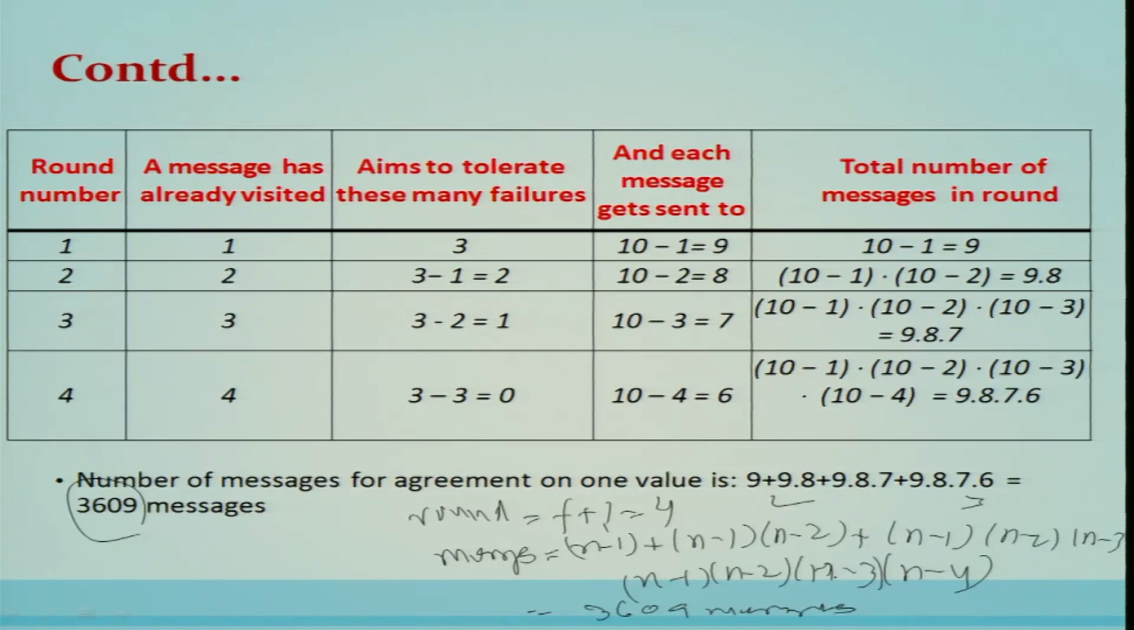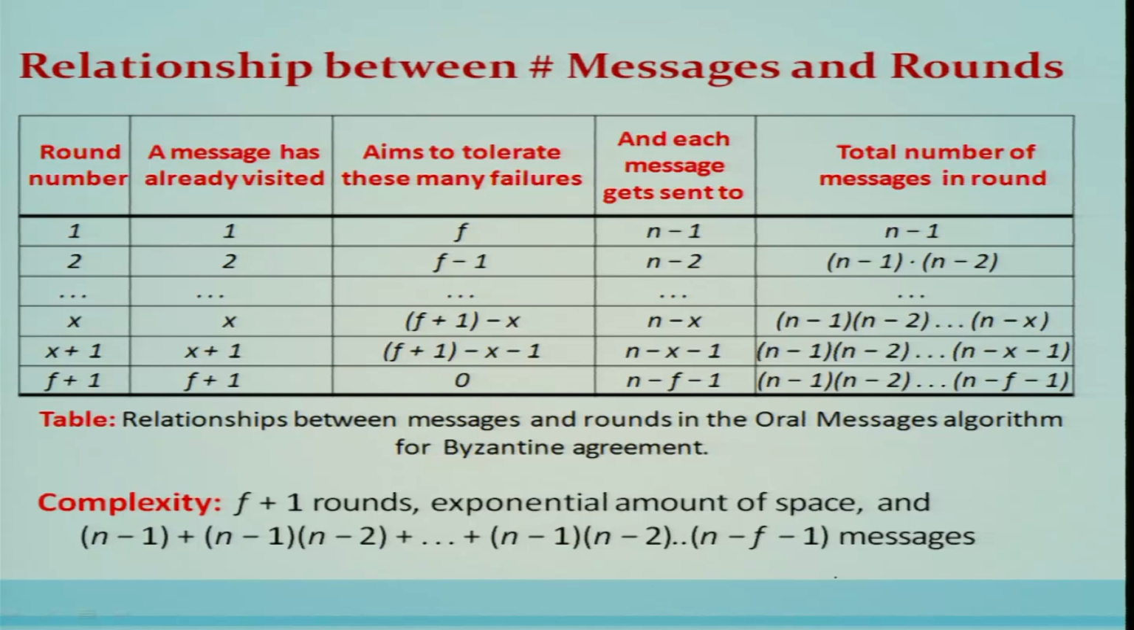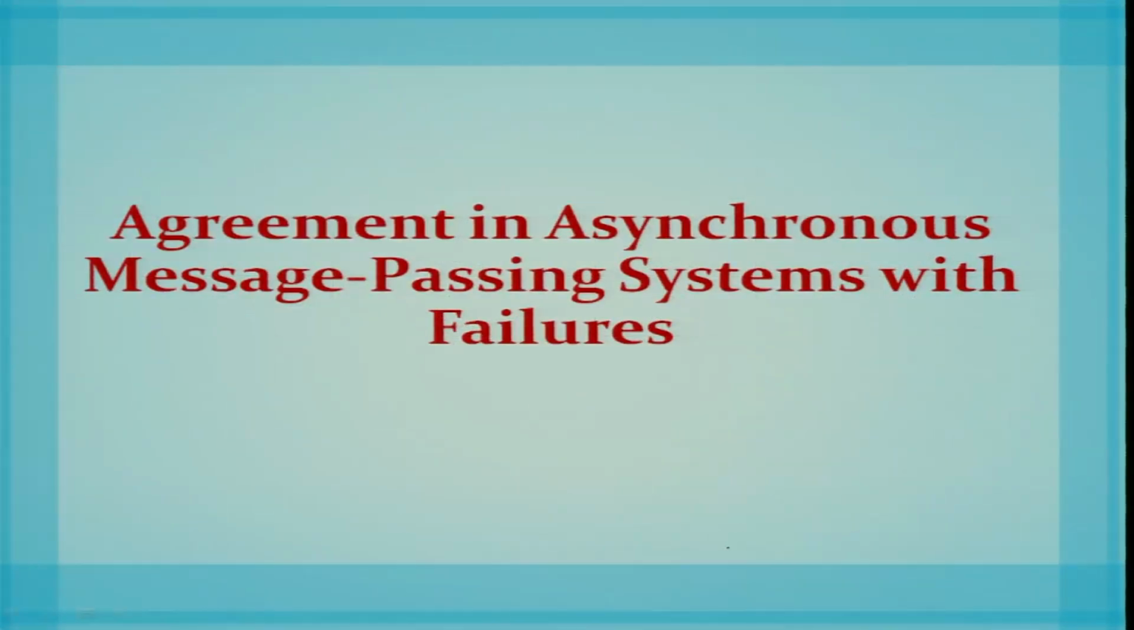in this particular example. So we can generalize this formula. The number of rounds is a very simple calculation, that is f plus 1 rounds, but as far as the messages are concerned, it goes exponential. That is why it is called an exponential algorithm, because an exponential order of messages is required here. An exponential amount of space and messages is required.